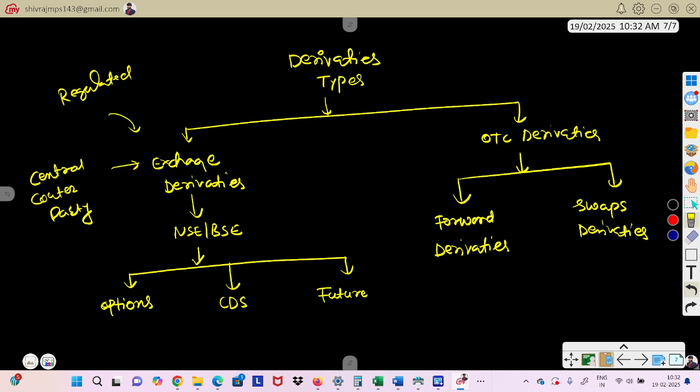And the options have a different settlement cycle. Most of the options have a weekly expiry. Futures have a monthly expiry. But you can take a discharge from the contract at any point in time.